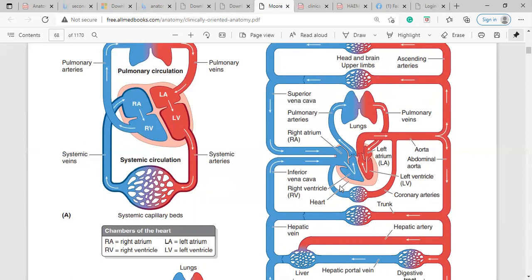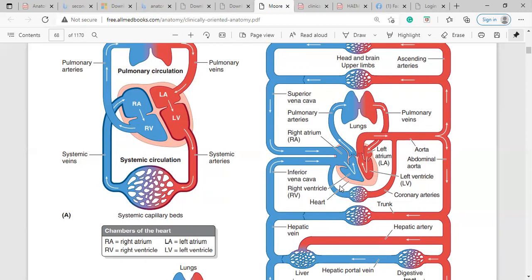Then from the digestive system, we have a vein called the hepatic portal vein that takes digested food from the small intestine to the liver for further metabolism, okay? And then the same thing happens for the veins. They take blood from all these organs and return the blood back into the heart.